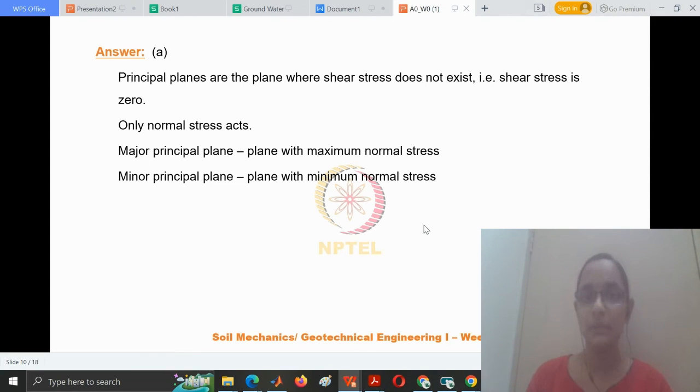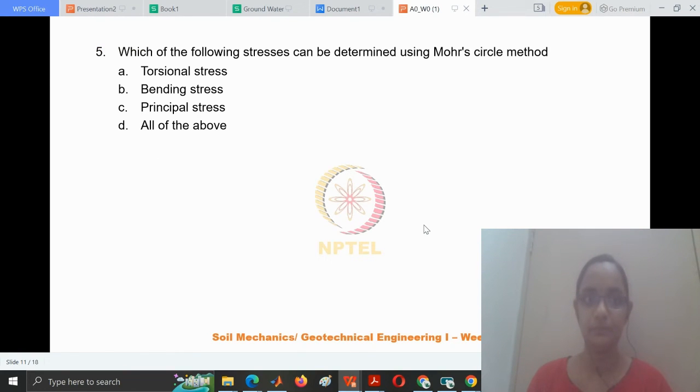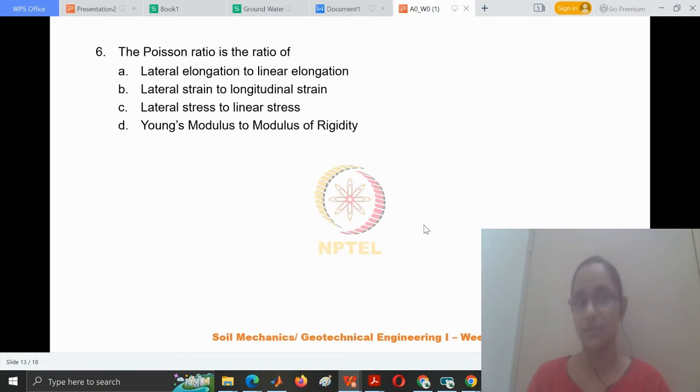And the principal plane with maximum normal stress, we call it the major principal plane, and with minimum normal stress, we call it the minor principal plane. Coming to the fifth question, which of the following stresses can be determined using the Mohr circle method? Yes, it's option C, principal stress.